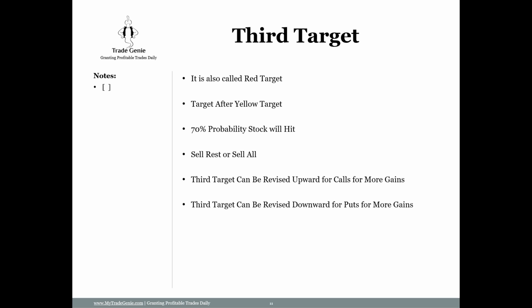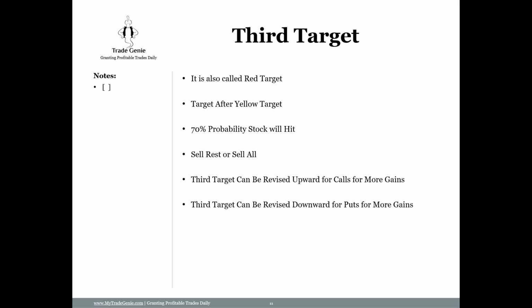Now, the third target is called the red target. It's a target after the yellow target. There is a 70% probability the stock will hit. So we see the target there, and in between the third and second, there are some resistance levels. So the stock has to work its way, and sometimes it gets stuck, it's not hitting.